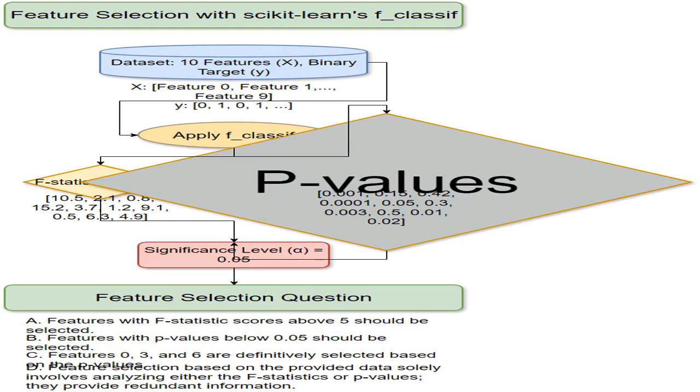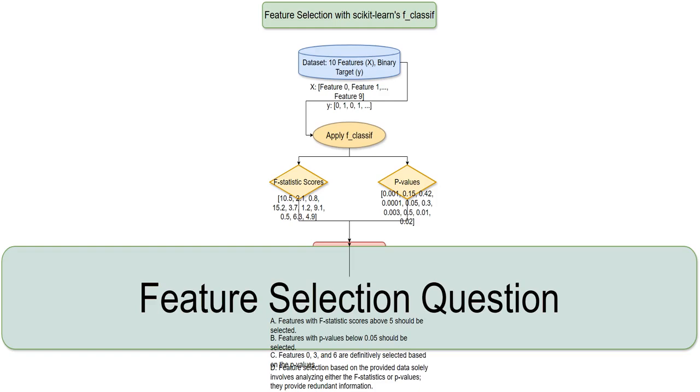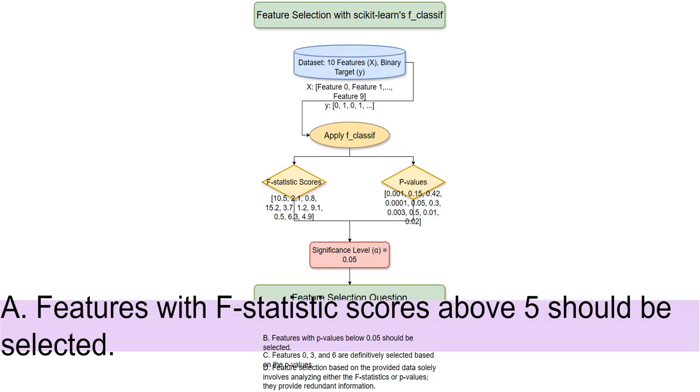I've set my significance level to 0.05. This means I'm willing to accept a 5% chance of wrongly concluding that a feature is important, a false positive. It's a common threshold in hypothesis testing. This statement is correct. I'll select features with p-values less than 0.05 because that indicates they're statistically significant at my chosen significance level. This is partially correct. Features 0, 3, and 6 have p-values below 0.05. However, so does feature 9. It should be included in the list of selected features as well.